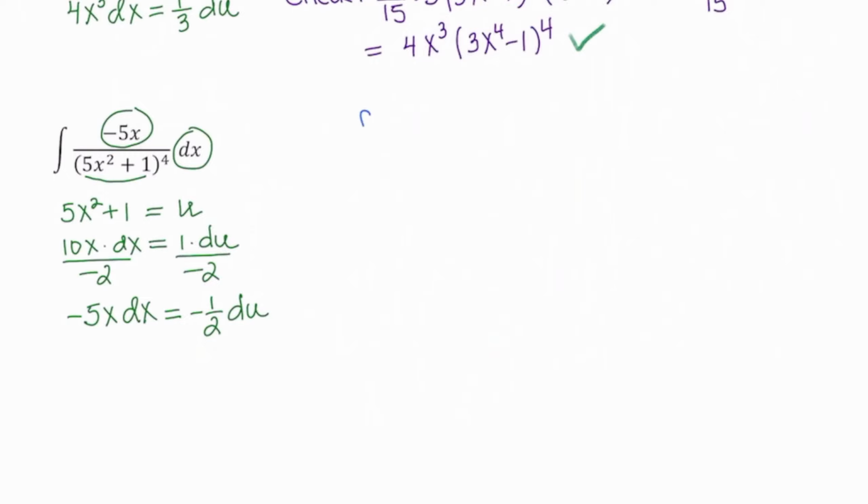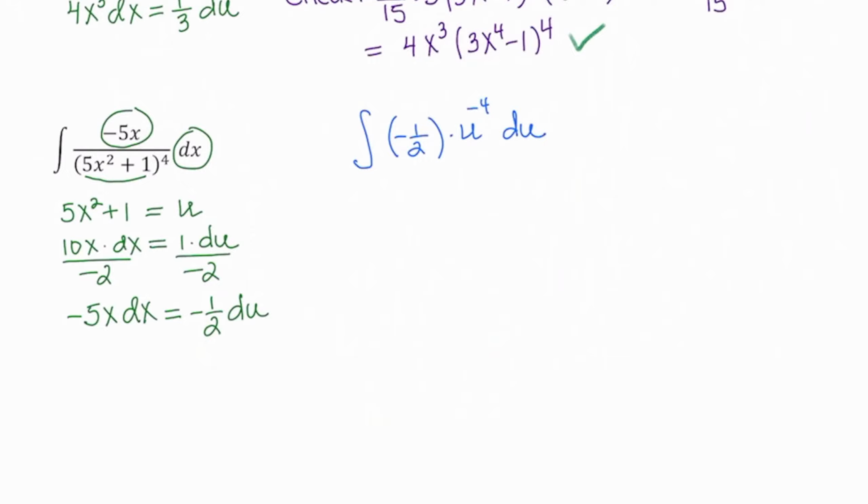So what is it? Okay, so the integral becomes, let's see, negative 5x dx, that's just negative 1/2 du. I'm making room over here, you'll see why. What about 5x squared plus 1 raised to the negative fourth power? Well, that's just u to the negative 4. Okay, so that's what we have here.